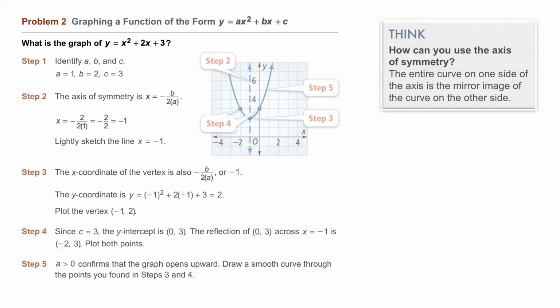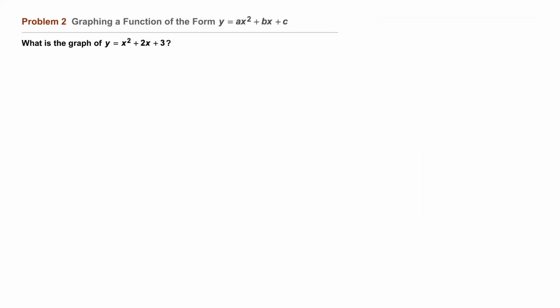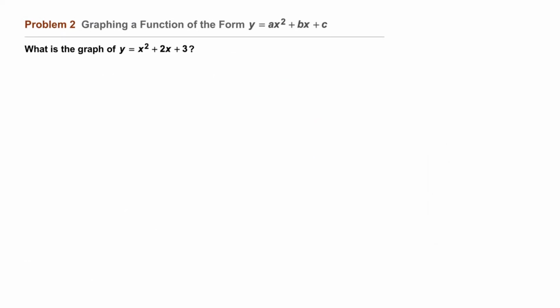Problem 2. Graphing a function of the form y equals ax² plus bx plus c. What is the graph of y equals x² plus 2x plus 3? Well, step 1. Identify a, b, and c. For us, a will equal 1, the coefficient of the quadratic term x², b will equal 2, the coefficient of the linear term, 2x, and c will equal 3, the constant.